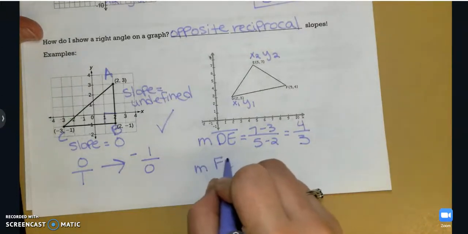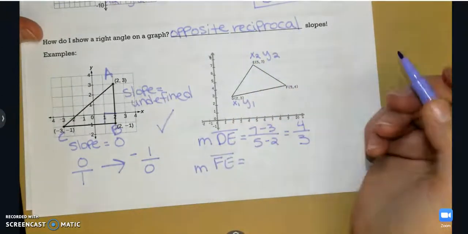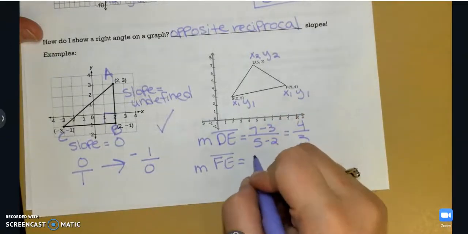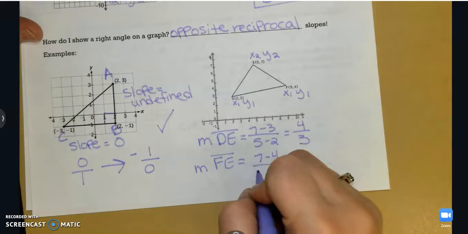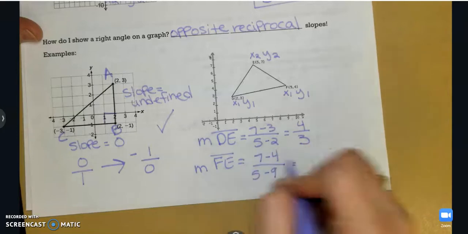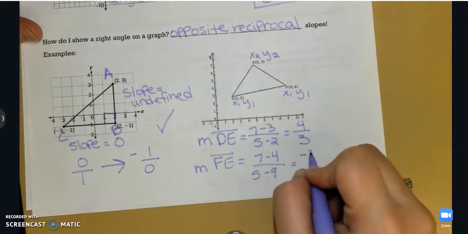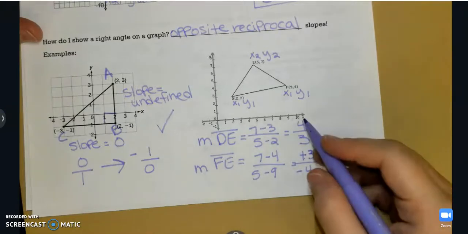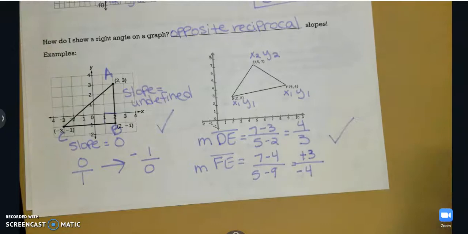Slope of FE. This is already x2, y2, so let's label this our x1, y1. So 7 minus 4 over 5 minus 9. That's going to be positive 3 over negative 4. And these are opposite reciprocal slopes, so angle E is in fact a right angle.